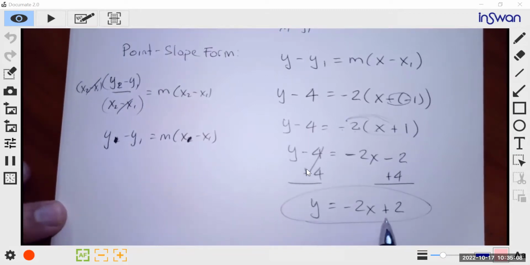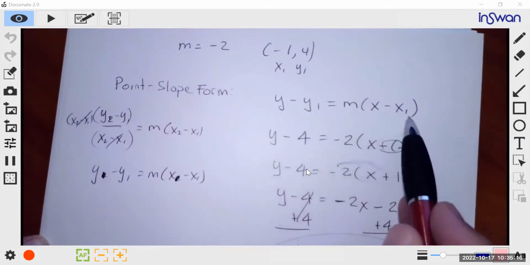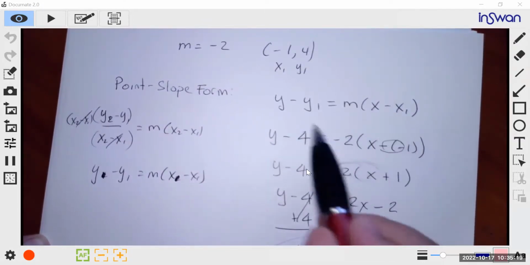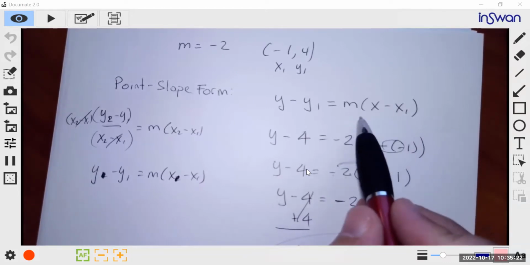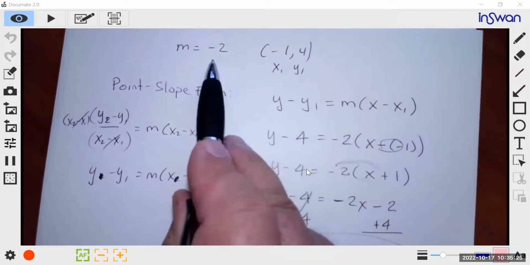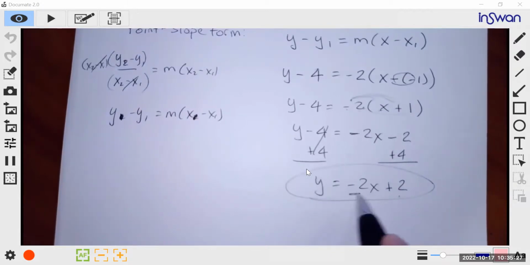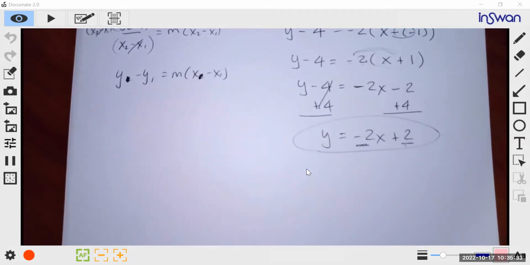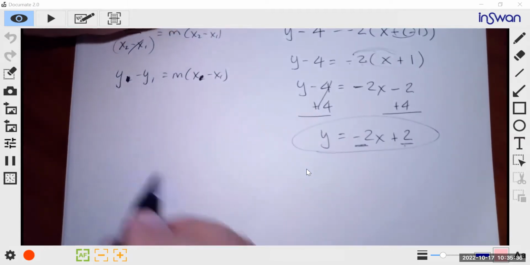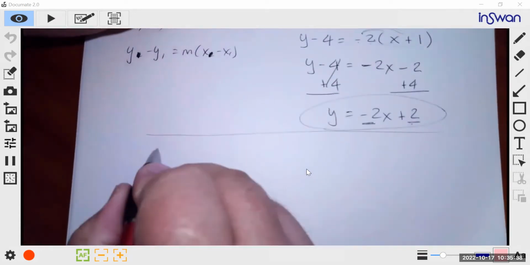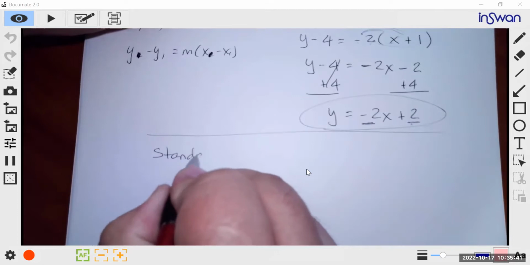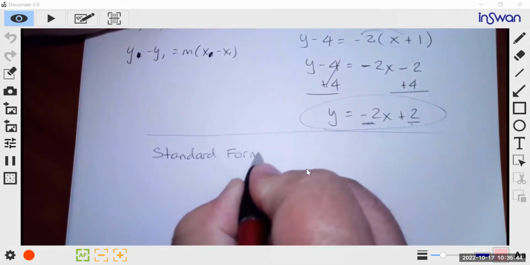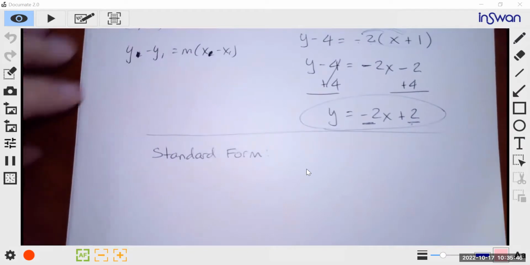What form is this? This is slope intercept, because there's a slope and there's a y-intercept. This is the point slope form, because x1, y1 is a point and m is a slope. x1, y1 and a slope. This is the slope intercept. There's your slope and there's your y-intercept. The third equation is the standard form.